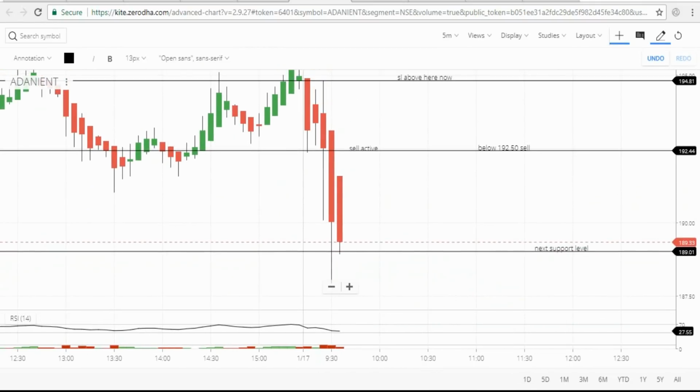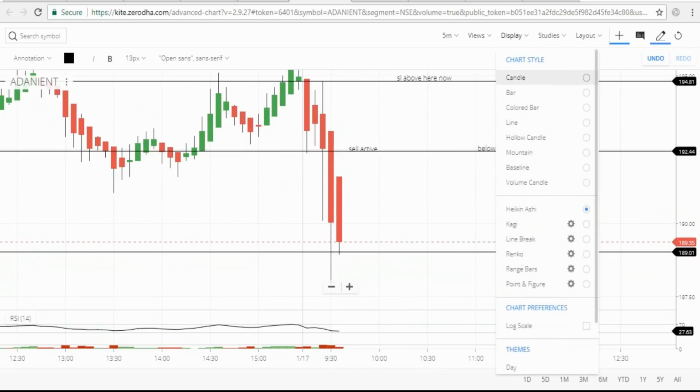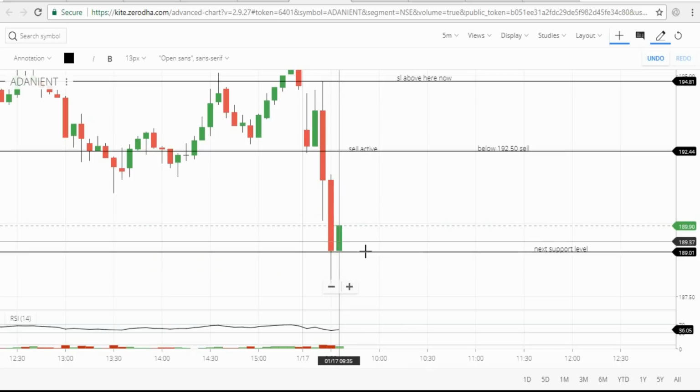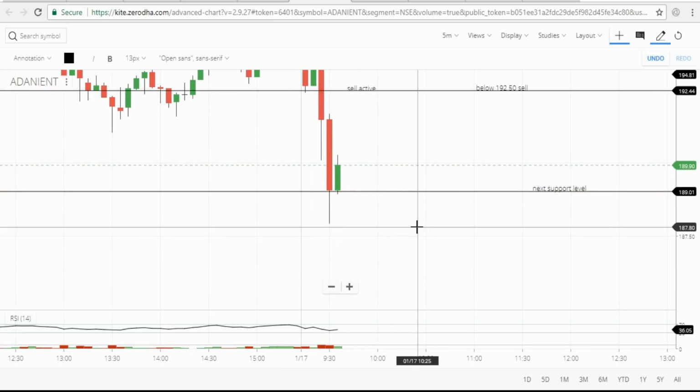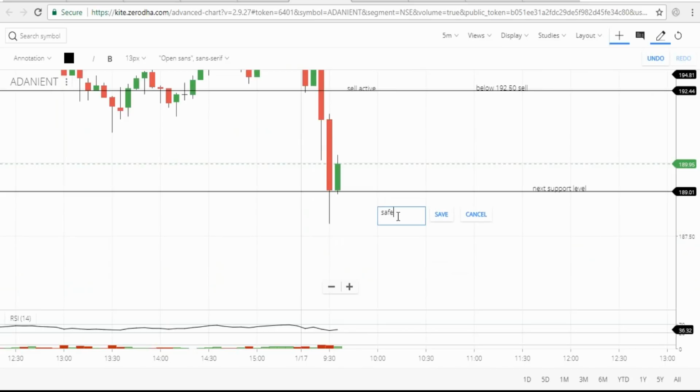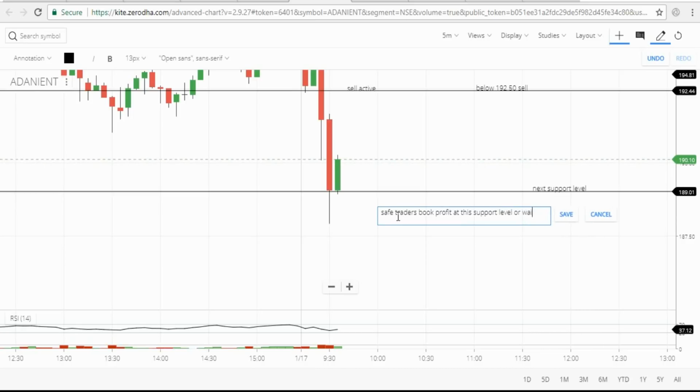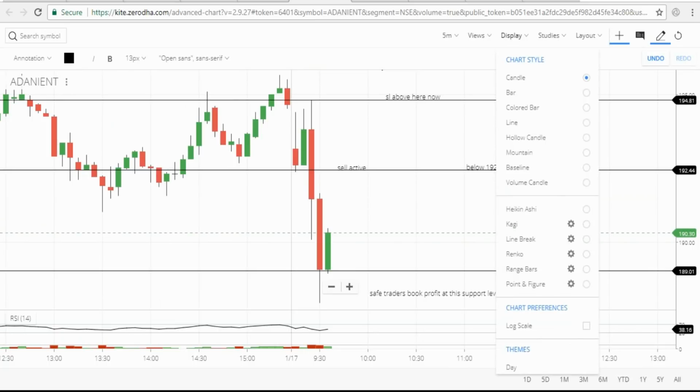Okay, the support level is touched. So safe traders exit the position at this level. Other traders wait for the green candle confirmation. Most of the time when the market touches the support level, it reclines. That's why I always recommend booking profit at the support level.